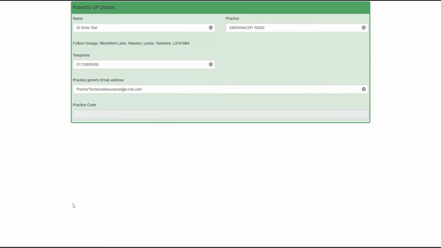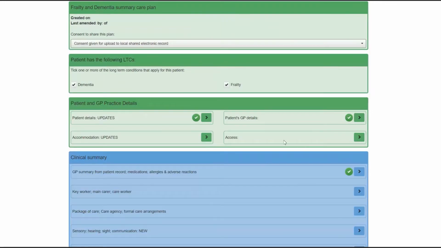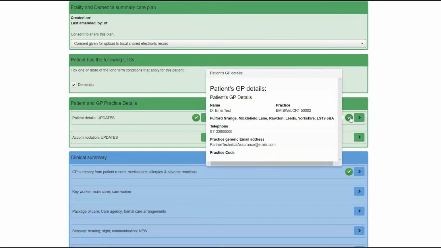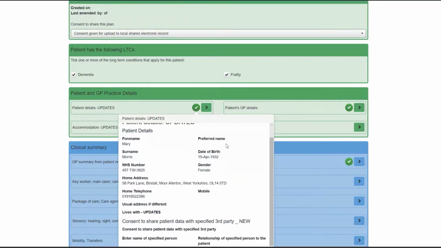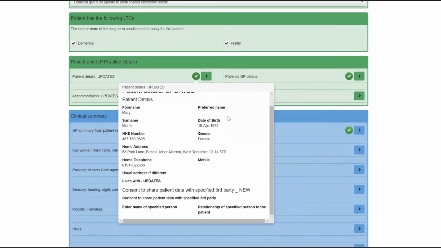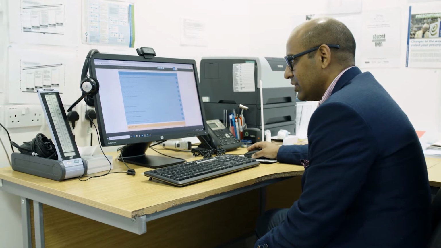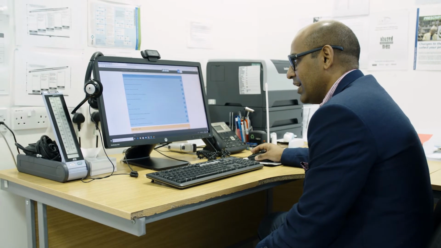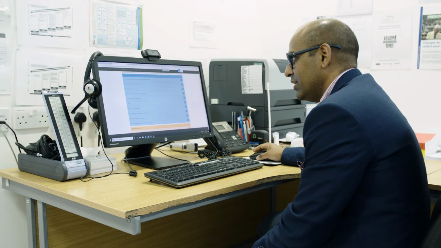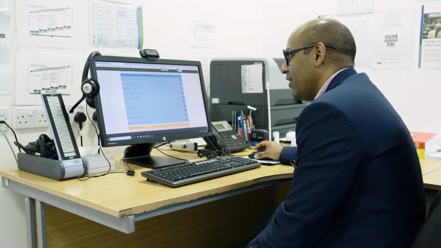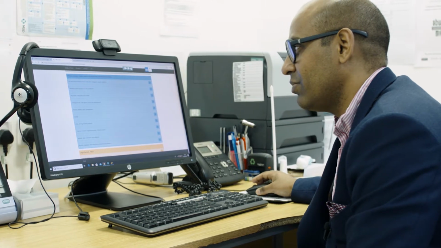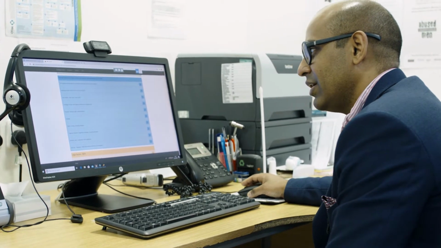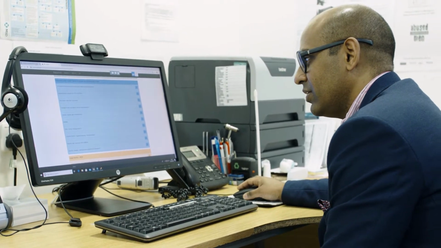There is also another section here which is around health matters for people with dementia and frailty. And in this is a lot of useful information, I feel, that can be inputted by community services around mobility, around nutritional status, around hearing and sight and communication, and all of that is very important in making arrangements for patients, not only on admission to hospital, but more importantly on discharge from hospital.